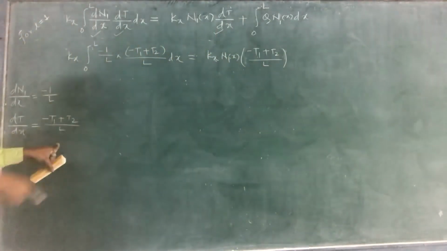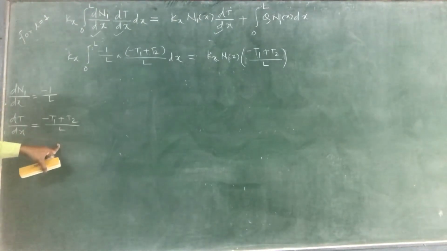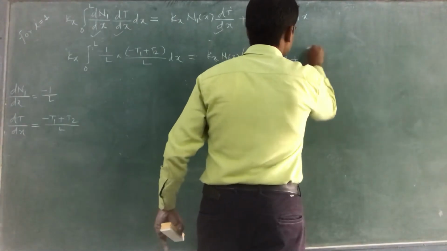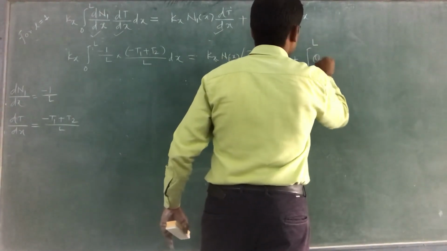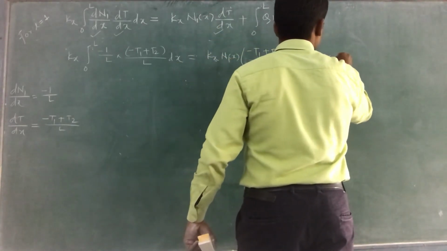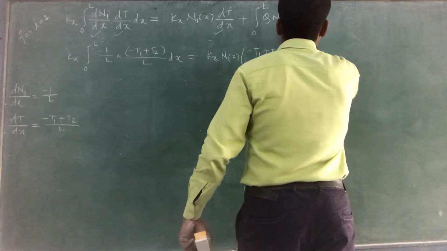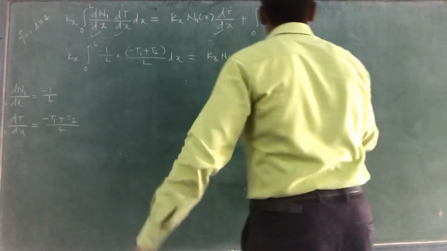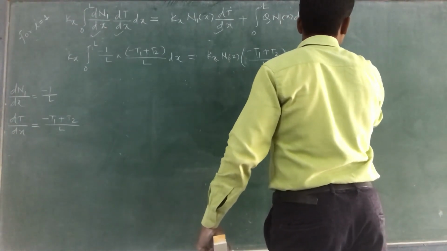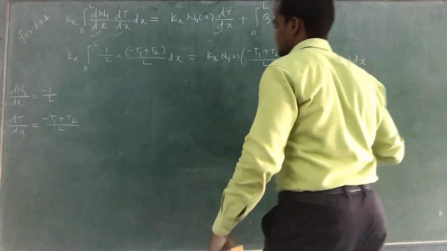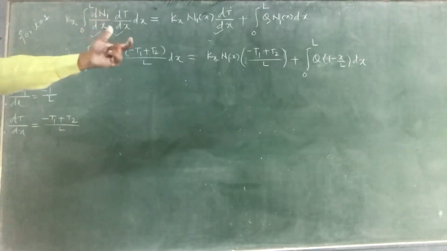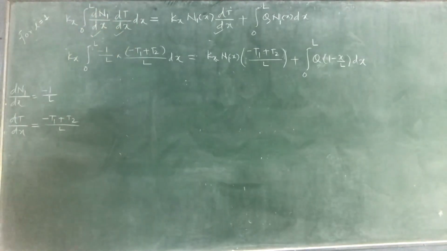So dT/dx is minus T1 plus T2 divided by L, plus integration 0 to L of q times N1(x). Here N1(x) is what? Actually N1 is 1 minus x by L and N2 is x by L. So we need to write this N1(x), 1 minus x by L, into dx.